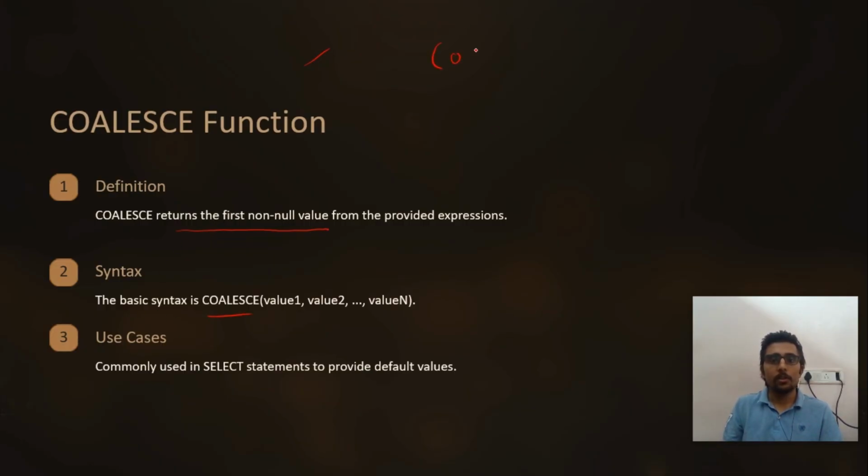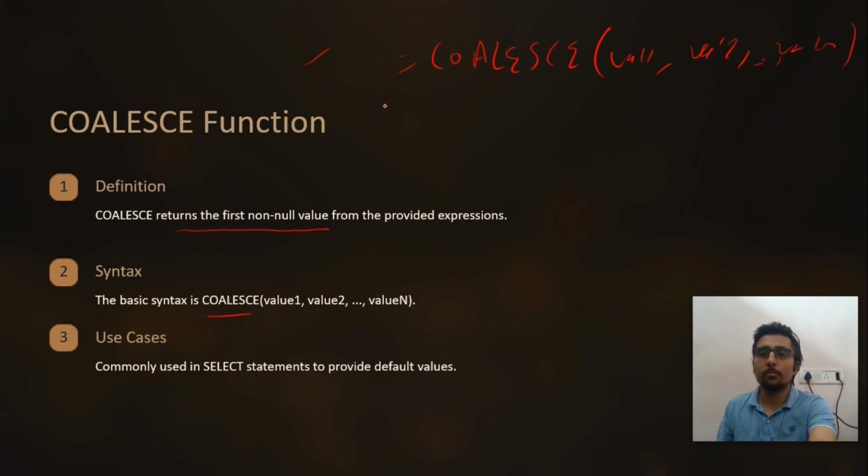For example, let's say you have written COALESCE, and the spelling is correct, right? For example, val1, val2, up to valN are given. So it will return the first non-null value. This is a syntax you can use, and I will give you one example to understand more about that.